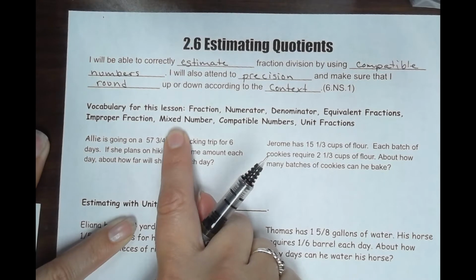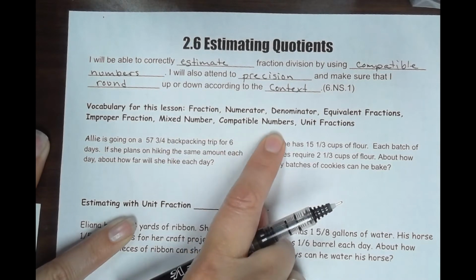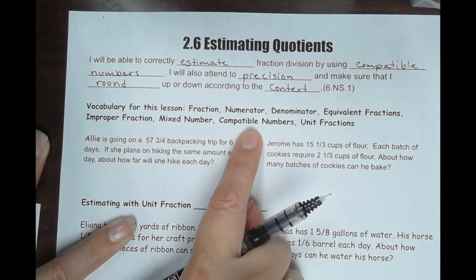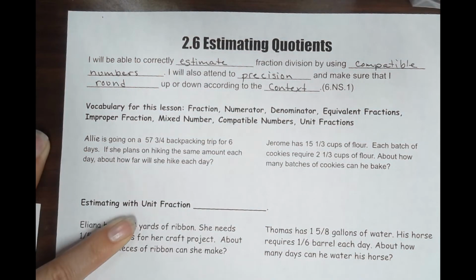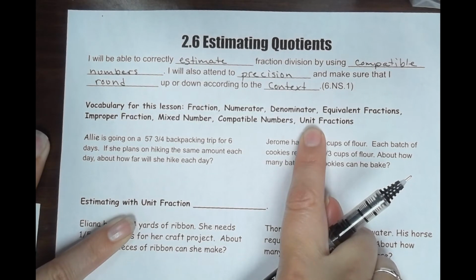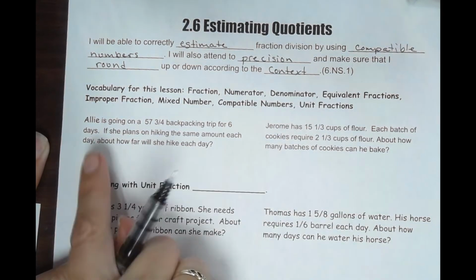A mixed number is a whole number and a fraction put together. Compatible numbers, we learned about this in chapter 1. When you're estimating division, we like to round the divisor first and then pick something that the divisor will go into nicely. And then unit fractions are fractions that have 1 for a numerator, like 1/2 or 1/3 or 1/5.